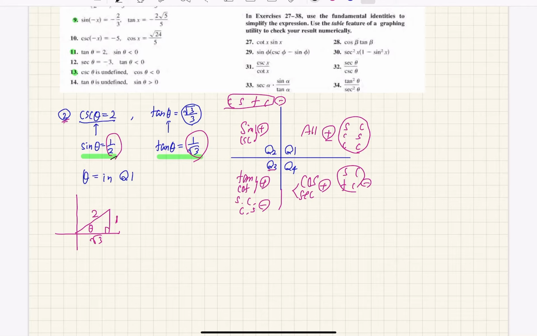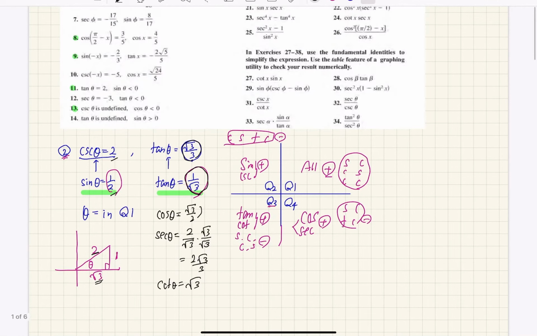Sine is 1/2, cosecant is 2. So what is cosine? Cosine theta is adjacent over hypotenuse, so square root of 3 over 2. What is secant? Secant is the reciprocal of cosine. So flip this fraction, 2 over square root of 3, and rationalize by multiplying square root of 3 on numerator and denominator. So the numerator is 2 square root of 3, the denominator is 3. That's secant. Tangent is 1 over root 3 or root 3 over 3. So cotangent is the reciprocal of 1 over square root of 3, square root of 3.